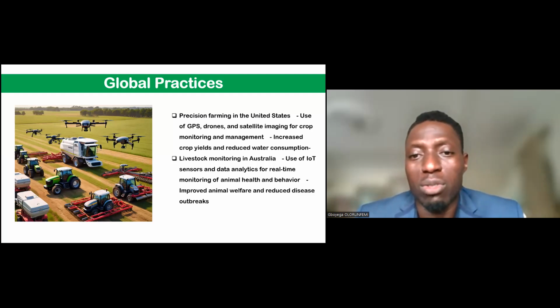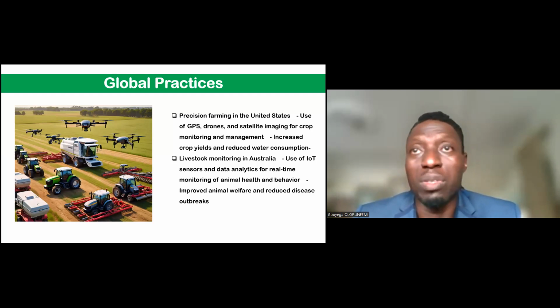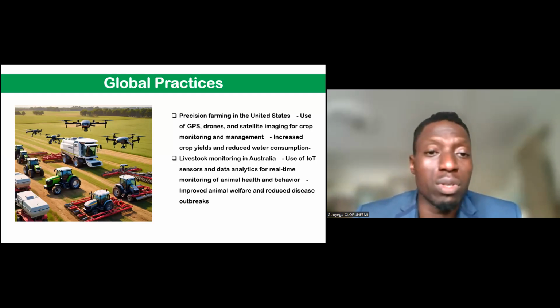Now, I also picked livestock monitoring in Australia, the use of Internet of Things, sensors, and data analysis for real-time monitoring of animal health and behavior, to improve animal welfare and reduce disease outbreak. One other thing that I have seen in Nigeria being deployed is how Internet of Things has been used to also monitor the health of plants.